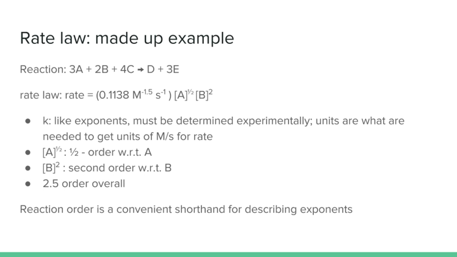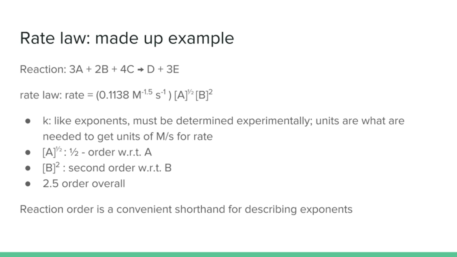So here is a random made-up example of a rate law for a reaction that's also made up. 3A plus 2B plus 4C goes to form D plus 3E. The rate law, here made up, is just the rate is equal to 0.1138 molarity to the negative 1.5, second to the negative 1, times A to the 1/2, B squared. K itself has to be determined experimentally, just like the exponents. And the units are just what is necessary to get you to molarity per second for the reaction rate.